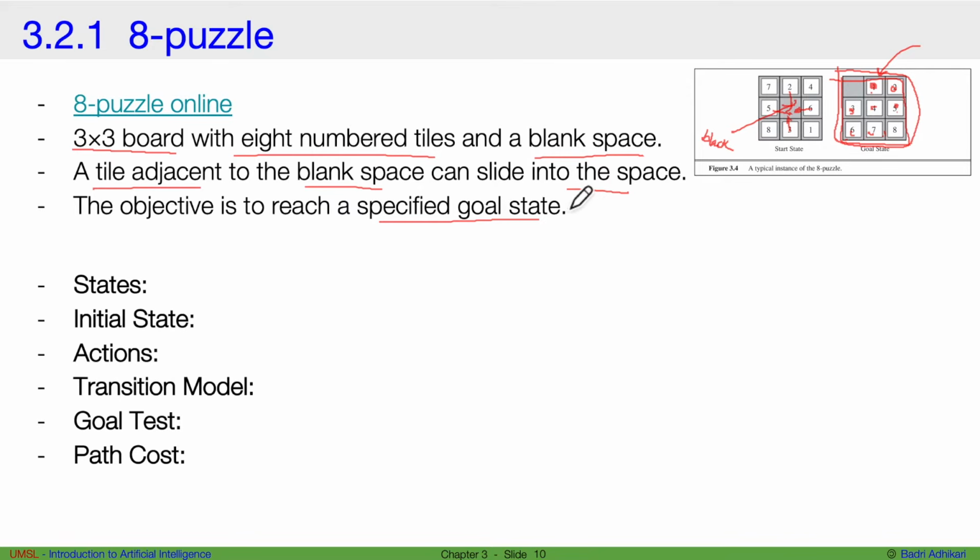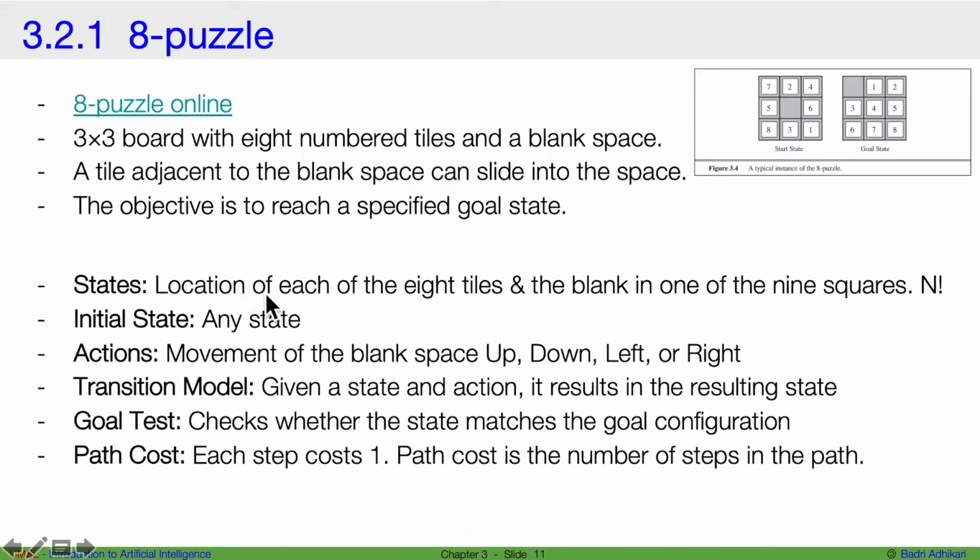For an 8 puzzle like this, let's see what the states are and the 5 components of defining the problem are. So the states are the location of 8 tiles and the blank in one of the 9 squares. The number of possible states is approximately n factorial. Any state can be our initial state.